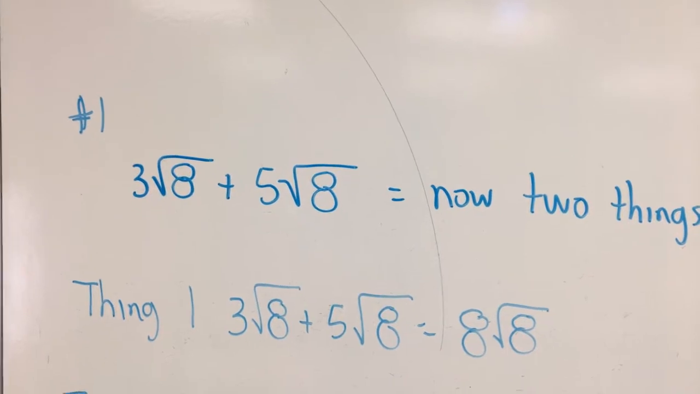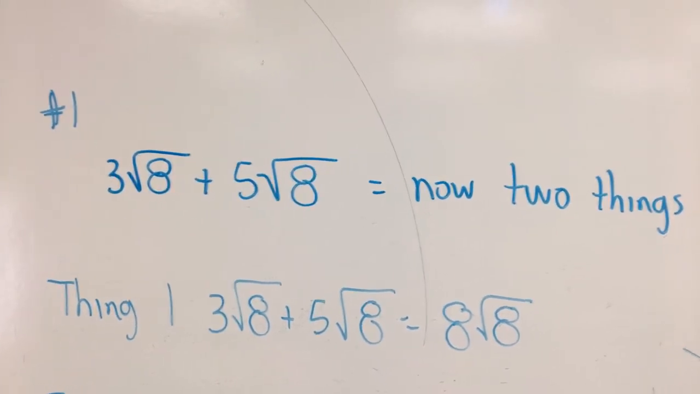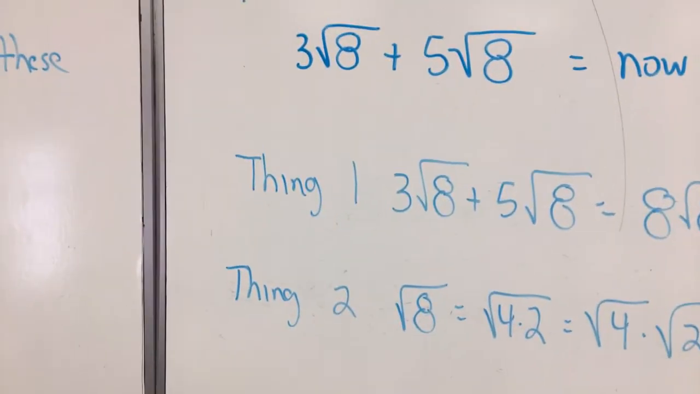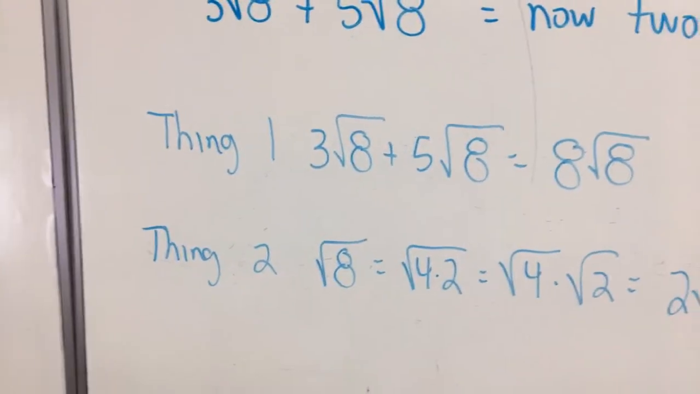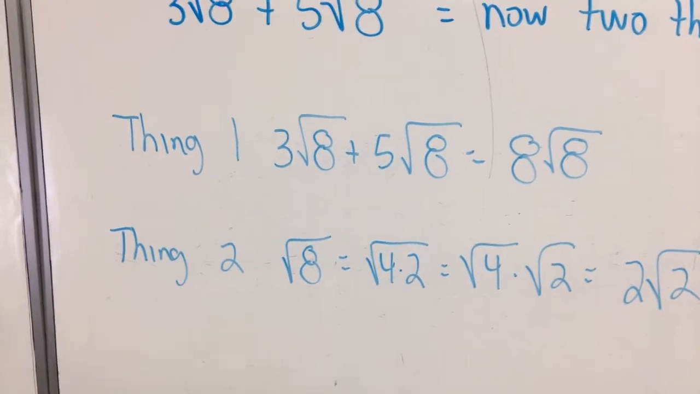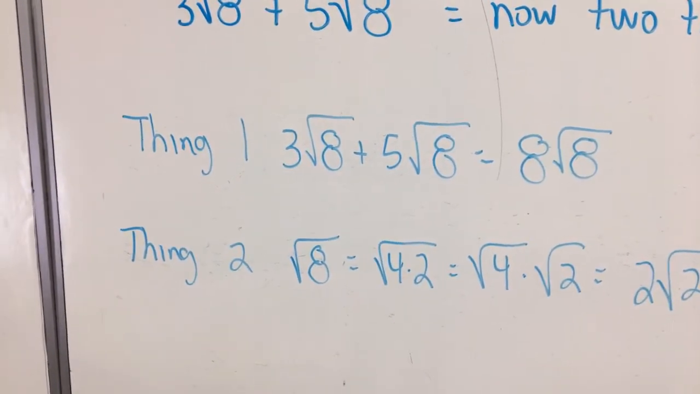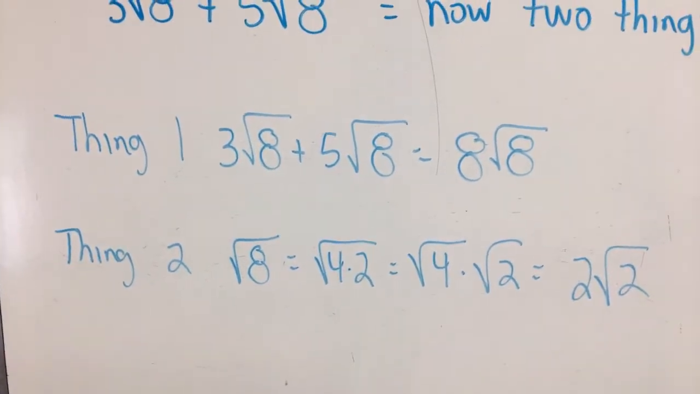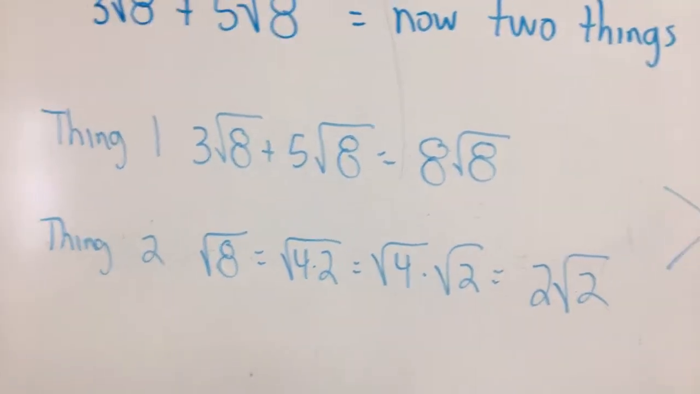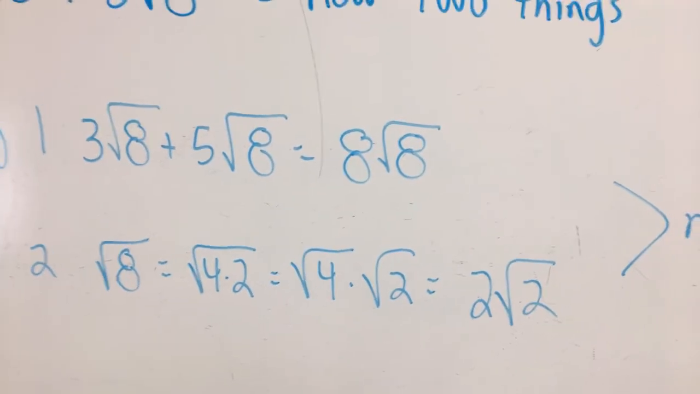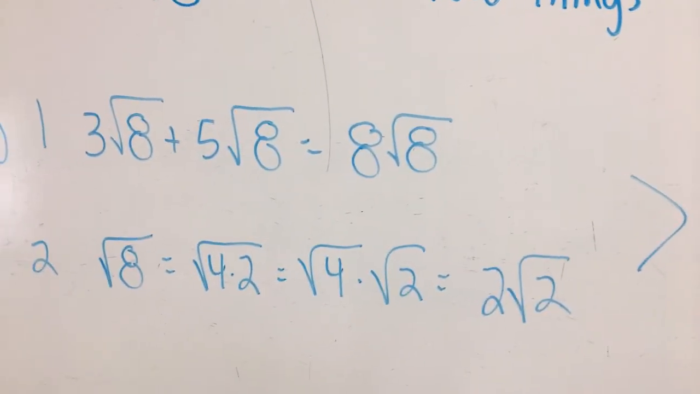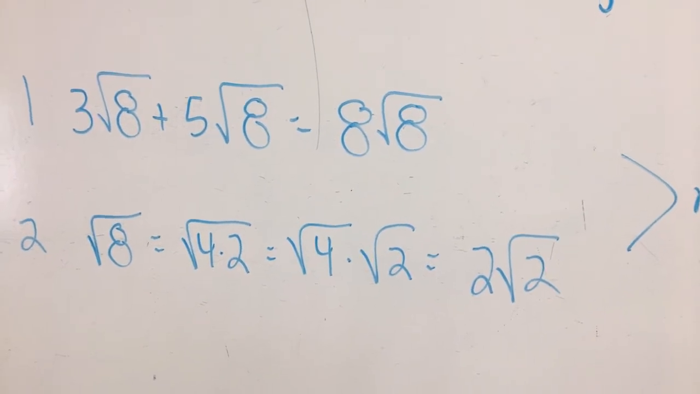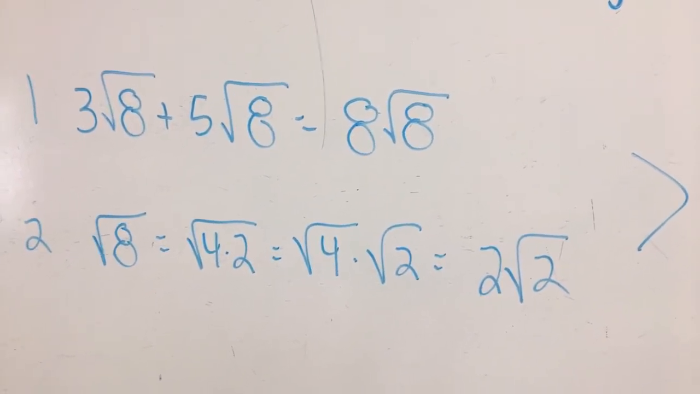However, the square root of 8 has a square factor. Thing 2, which says that the square root of 8 is equal to the square root of the product 4 times 2, which is the same thing as the square root of 4 times the square root of 2. And we all know that, we're only dealing with positive roots here, the square root of 4 is 2, and the square root of 2, you just leave it alone. Okay, so the square root of 8 is 2 square roots of 2.